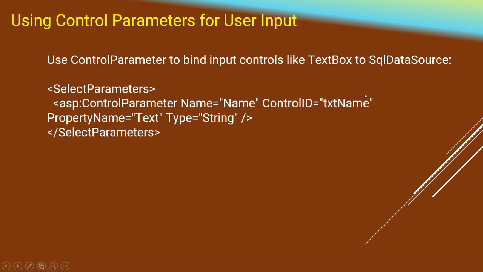Control parameters let you bind SQL data source parameters to user input controls such as text boxes. This enables dynamic queries based on user input, making your data retrieval interactive and responsive.